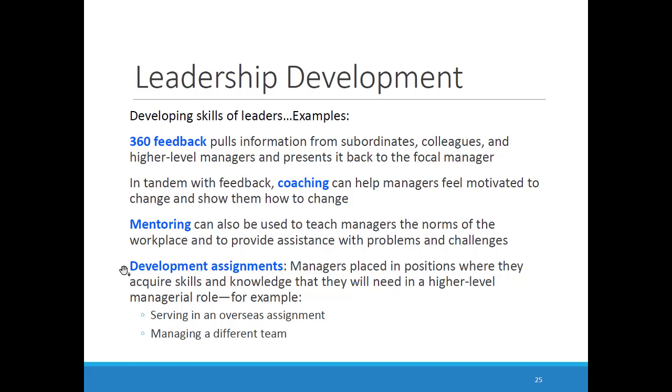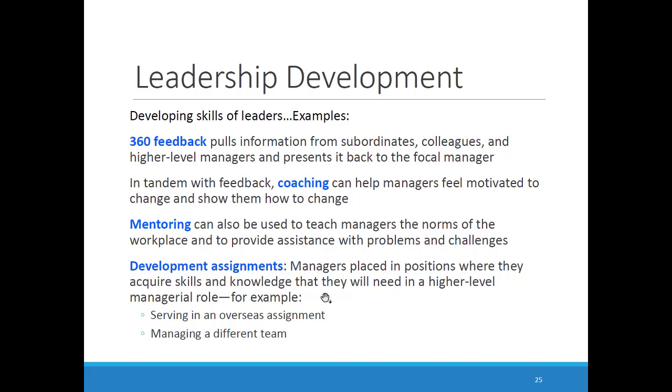And then finally, developmental assignments. So this is when managers are placed in positions where they acquire skills and knowledge that they will need in a higher level managerial role. So these are kind of stretch assignments where they kind of get out of their comfort zone, and they could include, for example, going overseas and serving as an expatriate.